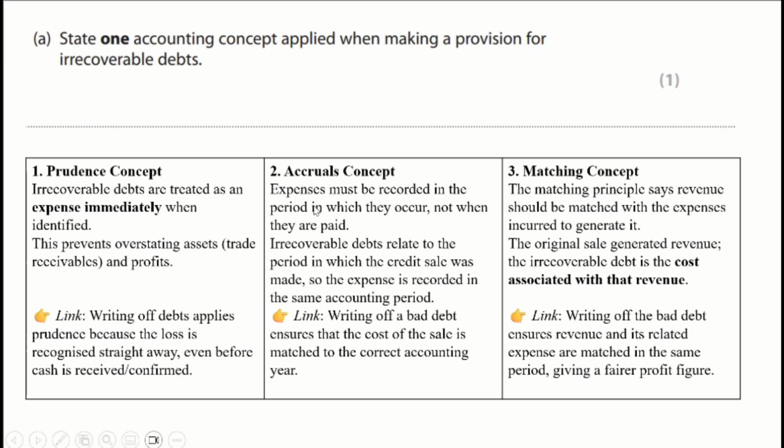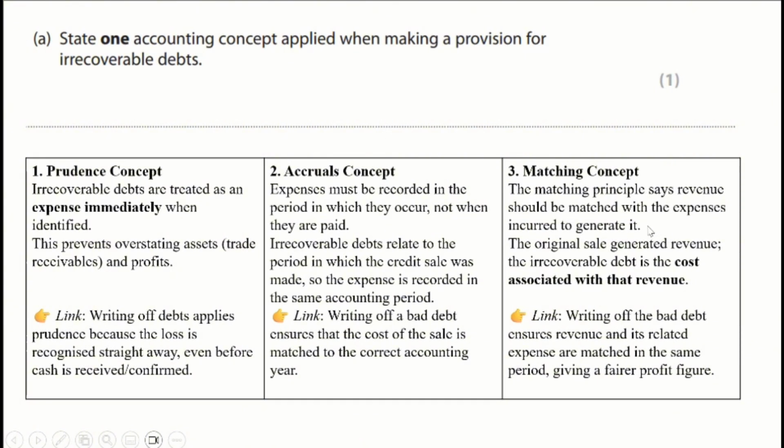Accruals concept: expenses must be recorded in the period in which they occur, not when they are paid. Irrecoverable debts relate to the period in which the credit sale was made, so the expense is recorded in the same accounting period. Writing off a bad debt ensures that the cost of the sale is matched to the correct accounting year. Matching concept: the matching principle says revenue should be matched with expenses incurred to generate it.